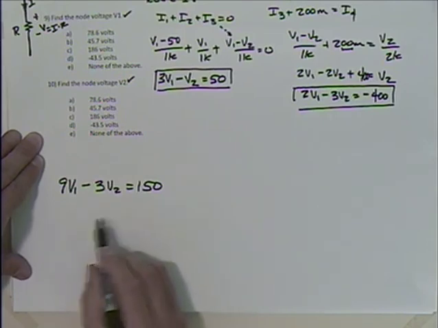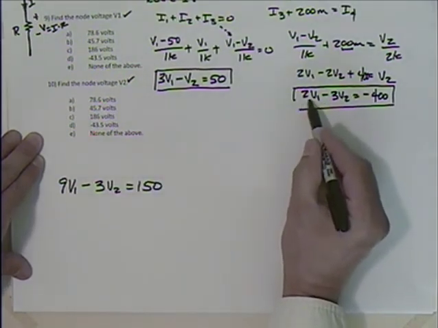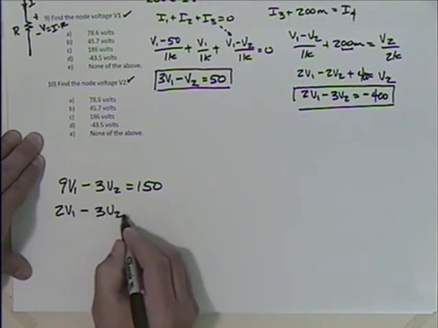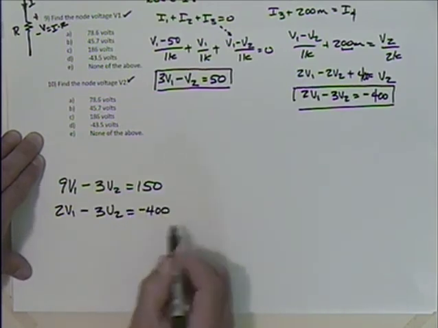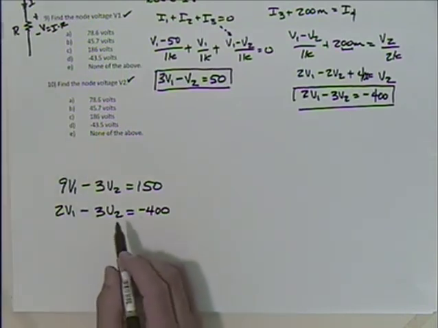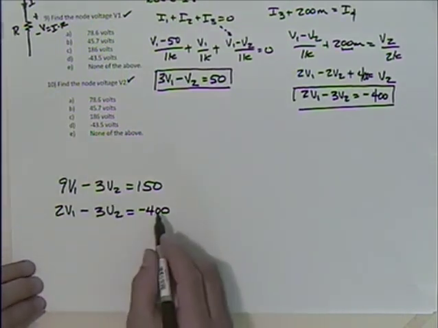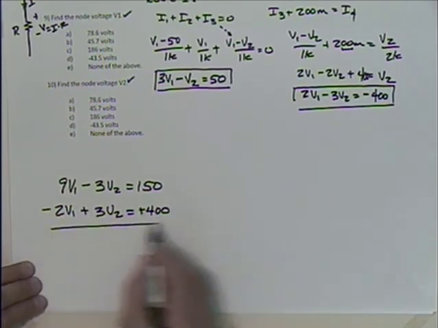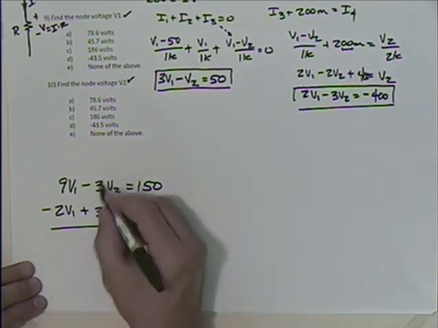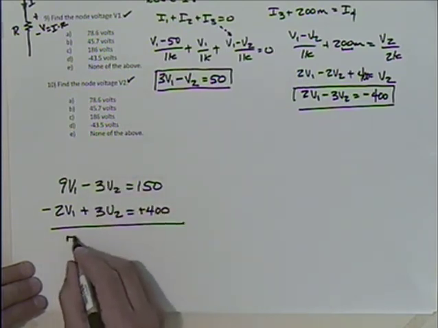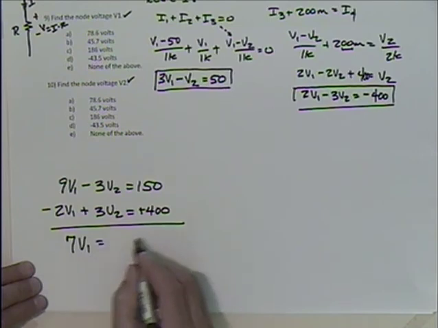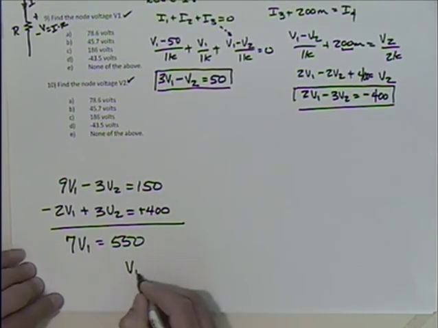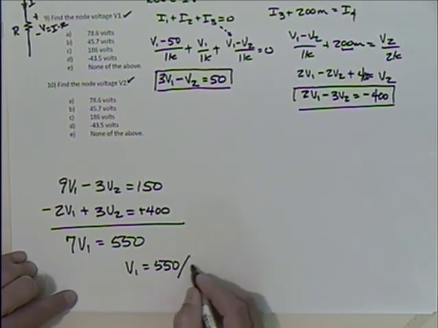And if I add it, and it's not going to add very well, I've got to do one more thing. If I add it to this one, 2V1 minus 3V2 is equal to minus 400. What would I like to do? I'd like to get rid of this, so maybe I'll multiply this last equation by a minus 1, so minus, plus, and plus. So now I have those canceling, and I get 7V1 is equal to 550. So V1 is equal to 550 over 7.